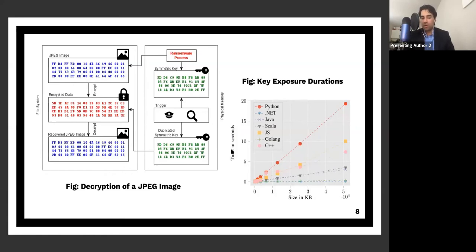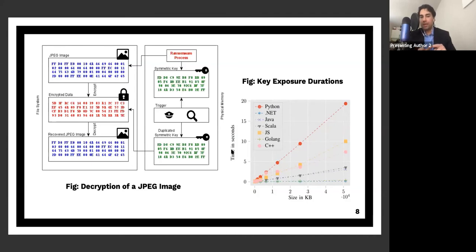If everything was done correctly by the ransomware developers, and they make a lot of mistakes, but if everything was done correctly, best case scenario, we will still have a limited time to extract the key. In this right graph, what you see is different languages. As you can imagine, this key exposure time will depend on different things.